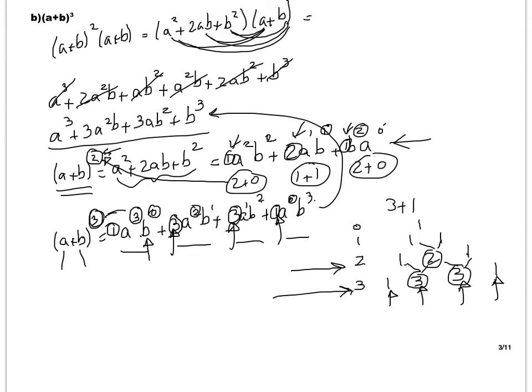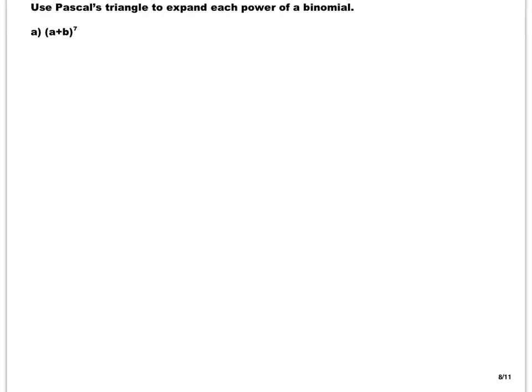Now let's do a couple of examples how to expand any binomial with any power. The first example is a plus b exponent 7. The first thing I'm going to look at is the exponent here. Exponent is 7. As we said before, add 1 to 7, so it's going to be 8. So this means the expansion is going to have 8 terms. So let's say this is term 1, term 2, term 3, term 4, term 5, 6, 7, 8.